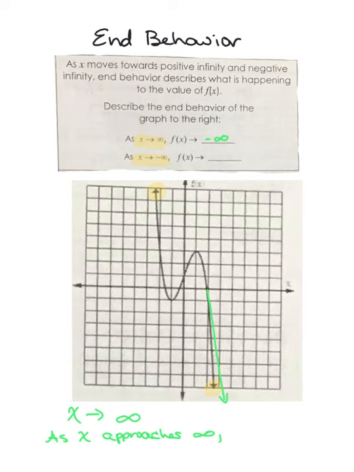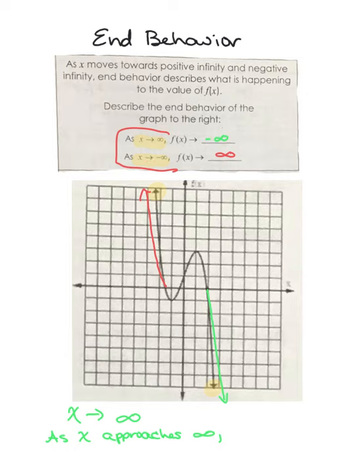As x approaches negative infinity, as x gets smaller, what happens to y? Well, y is going up, so y is approaching positive infinity. And that's what end behavior is. End behavior is looking at the ends of the graph and asking what's happening. And the first part always stays the same. As x approaches infinity, what happens to the y? As x approaches negative infinity, what happens to y?